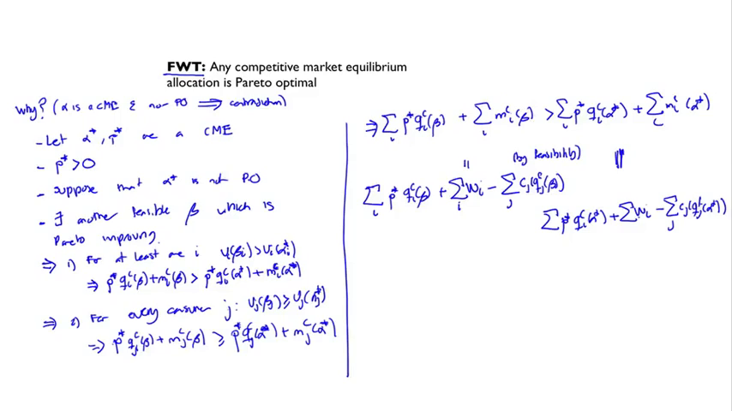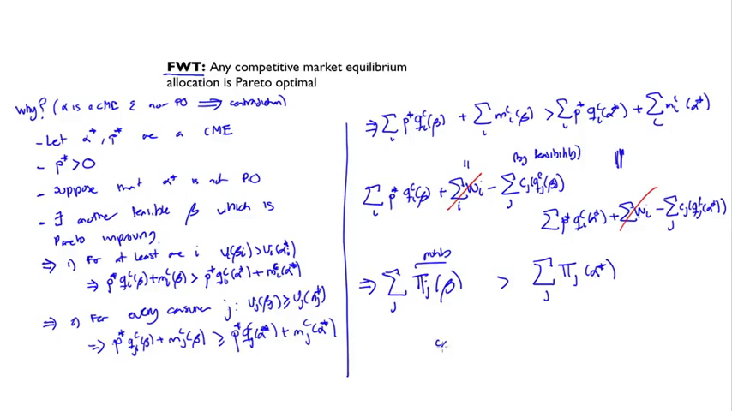But notice what happens. This term and this term cancel because these are just constants on both sides. What we get is that this term is just the sum of the profits of the firms at allocation beta, and this is the sum of the profits of the firms at allocation alpha. So this implies that the sum over all firms J of the profits pi of J at beta, remember these are profits, is greater than the sum over J of the profits of all firms at alpha star.